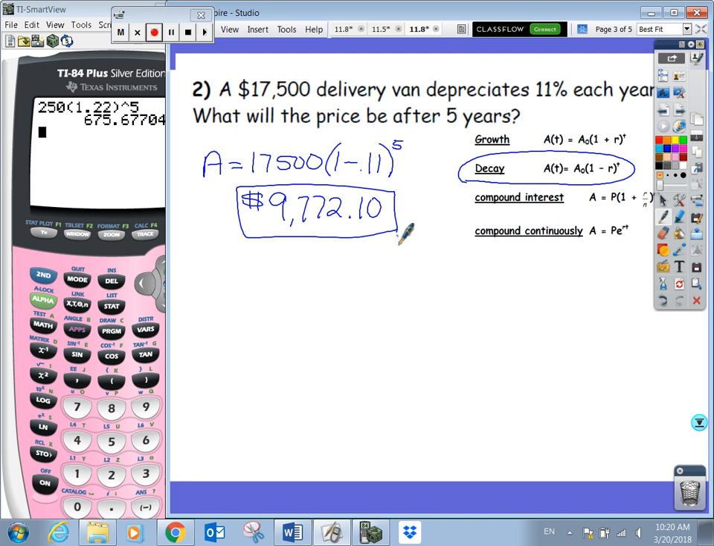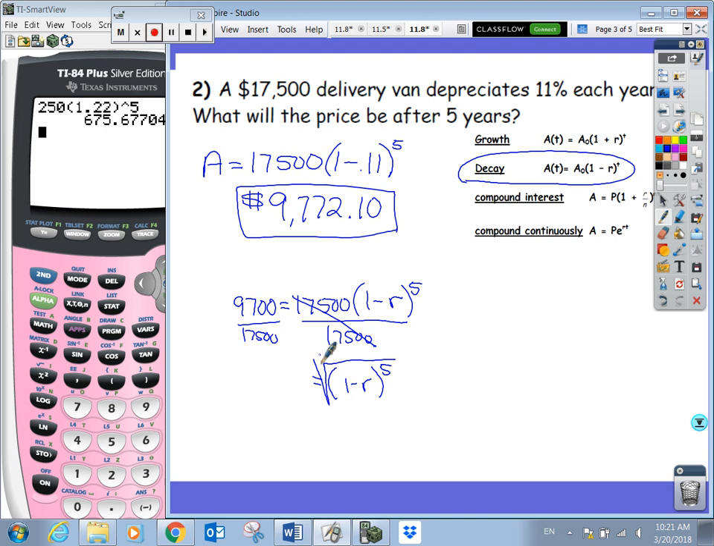Now, one thing that some of you know how to do, but some of you don't. Let's say we have the same problem. Let's just round that to, let's say, we want to know what was the rate if the van was worth $9,700 after 5 years, you bought it for $17,500. What was the rate? Okay? So this is one where you still have to divide by 17,500. That would cancel. And then you're trying to get rid of that 1 minus r to the 5th.